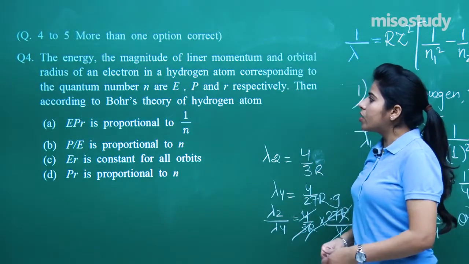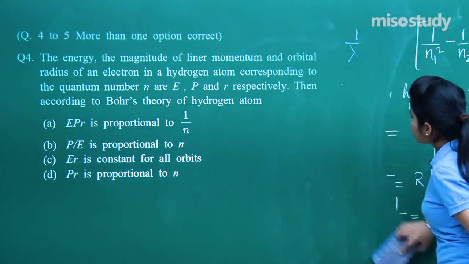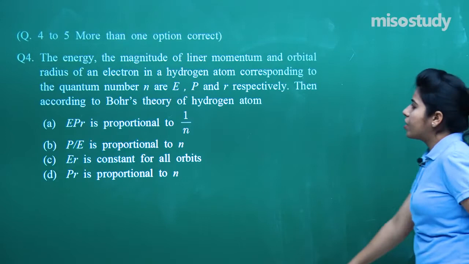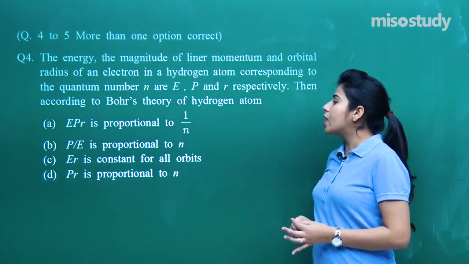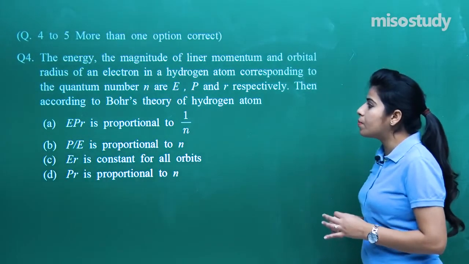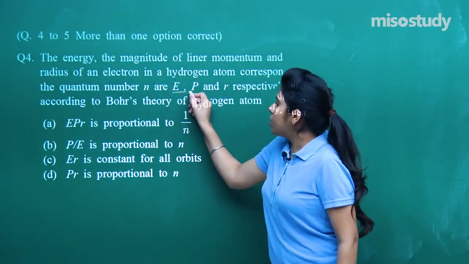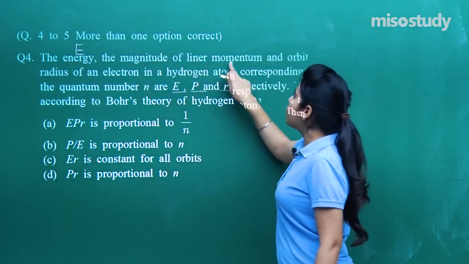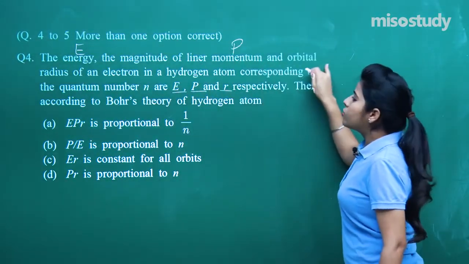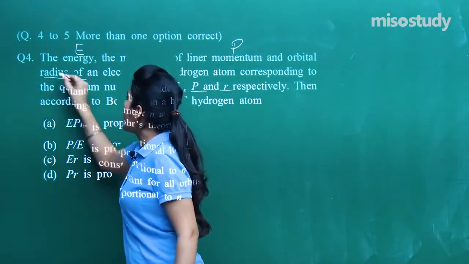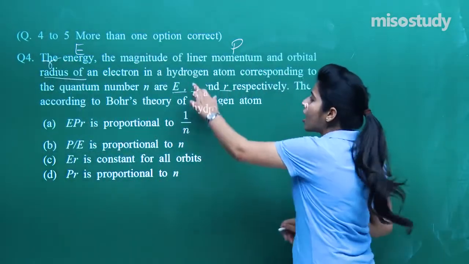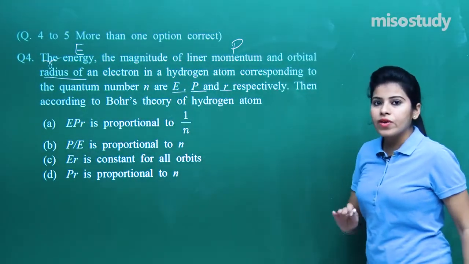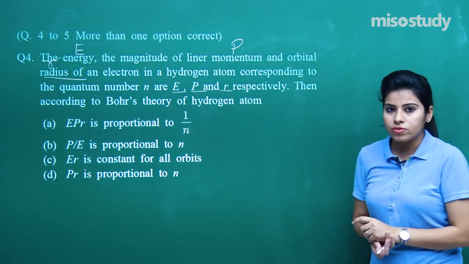Okay, so we will now read: the energy, the magnitude of linear momentum and orbital radius of an electron in a hydrogen atom corresponding to the quantum number n are E, P and R. This is E, energy, magnitude of linear momentum as P, and orbital radius of an electron has been given as R. So this has been given in the question. Then according to Bohr's theory of hydrogen atom, we have to verify all these options.